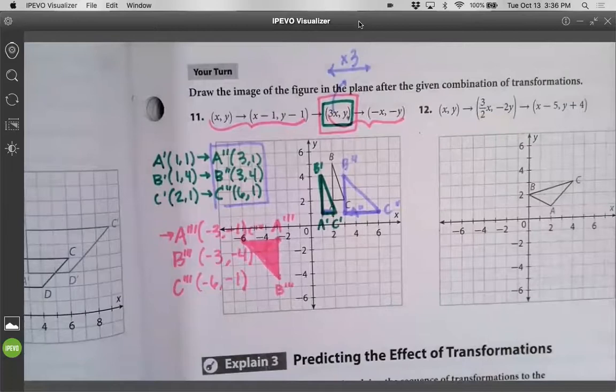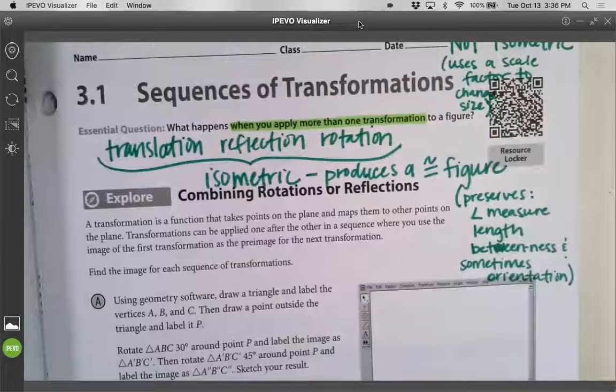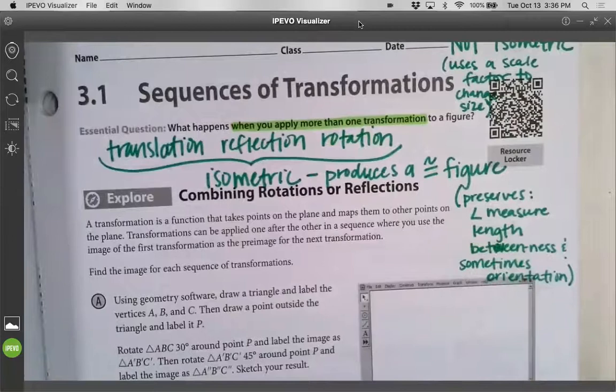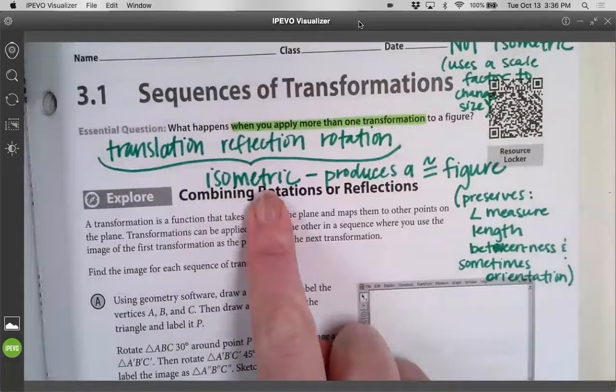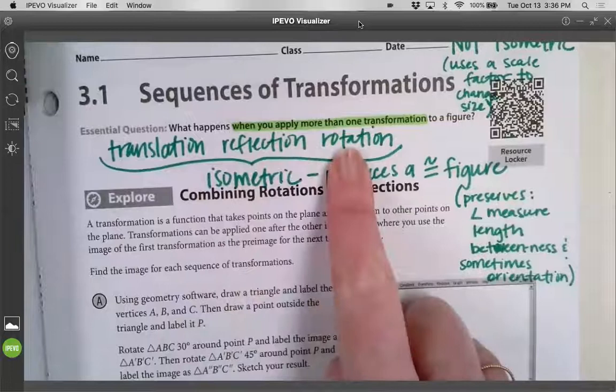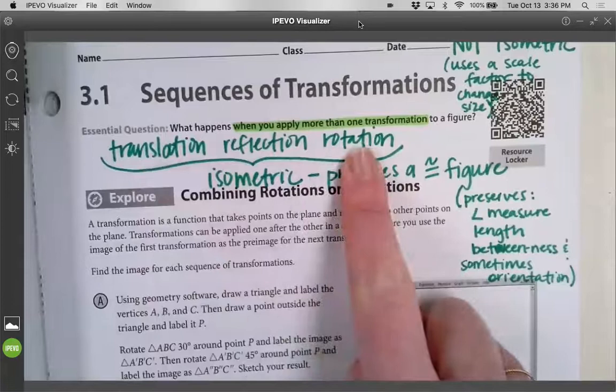Lastly, some new information, new terms, really. We know about congruence. We know that congruence means that the angles are the same and the lengths are the same and the betweenness is the same. But we got a new word for that, and that word is isometric. Isometric refers to a transformation, such as a translation, reflection, or rotation, that produces a congruent figure. These three are the only isometric transformations.